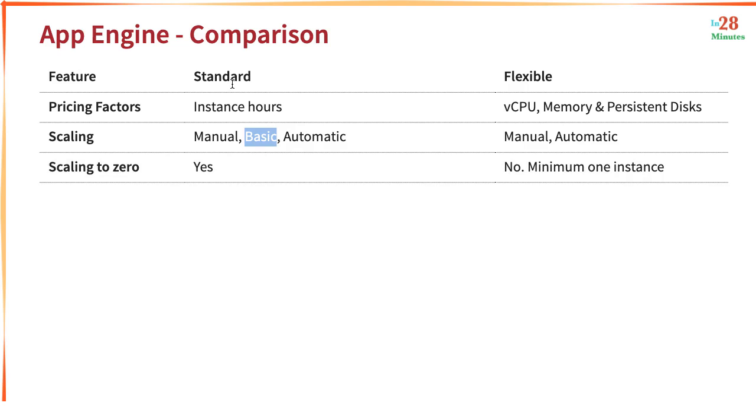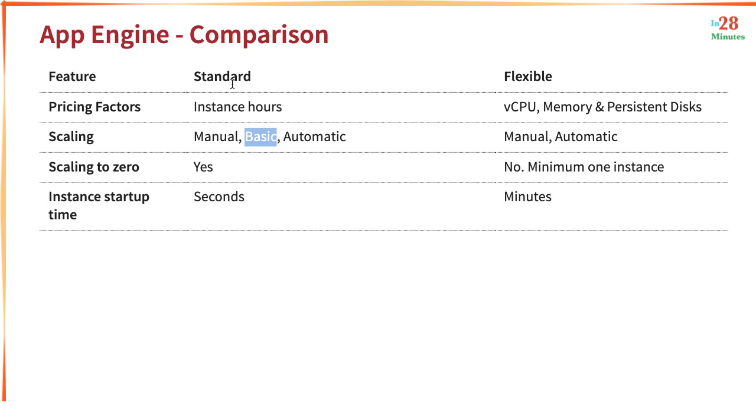The other important thing is scaling to zero. Can you scale down to 0 instances with Standard? Yes, you can scale down to 0 instances with Standard. If there is no load, you can go down to 0 instances. However, with Flexible, there is no such option. You need to have a minimum of 1 instance running all the time. If you want to serve traffic, you need to have at least 1 instance running all the time.